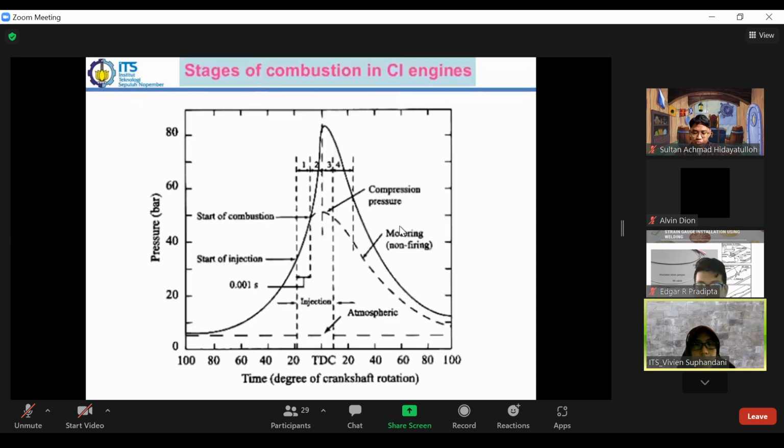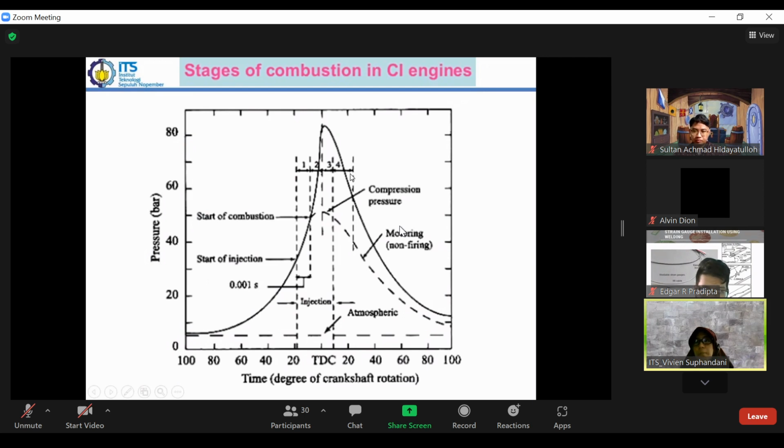From the start of combustion to the maximum point, it's almost similar. But the difference is that when we already reach the maximum pressure, we still can control the combustion process for the CI engine. So we still have the combustion process at this stage, while in the SI engine it's already the after-burning process. After reaching the maximum, it's after-burning.